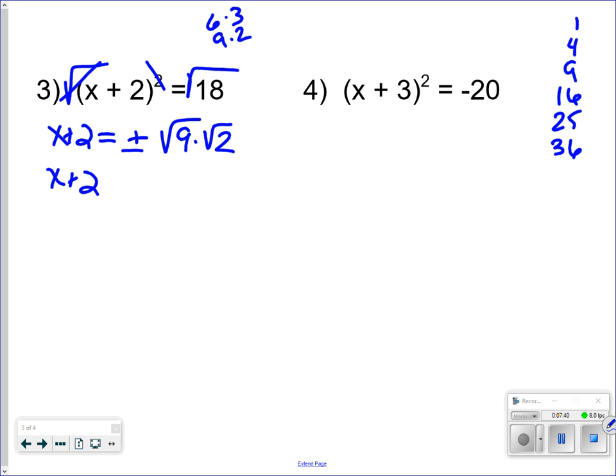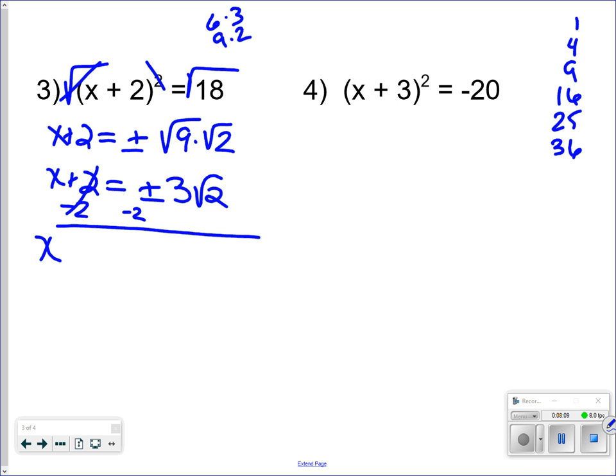X plus 2 equals plus minus. The square root of 9 comes from 3. Drop down the square root of 2. All right, are we finished? No, we're not. We have to move the plus 2. I don't want this x plus 2. I want just x. So we have to do the opposite. So subtract 2. Remember to put your subtract 2 right in front of the plus or minus sign. X, cancel the 2's, equals. Now put your subtract 2 plus or minus 3 root 2.